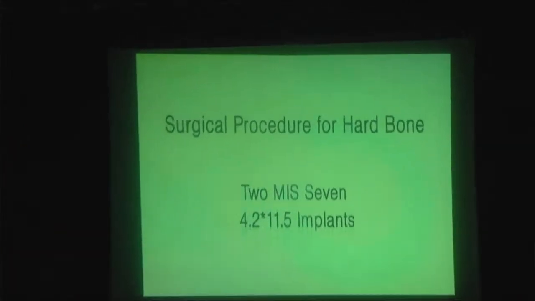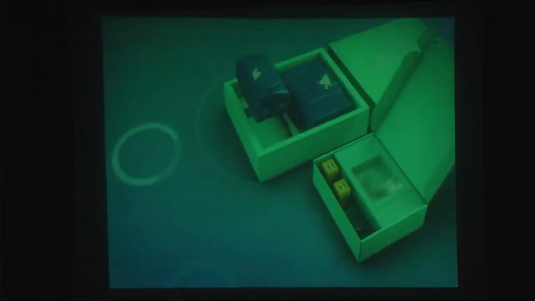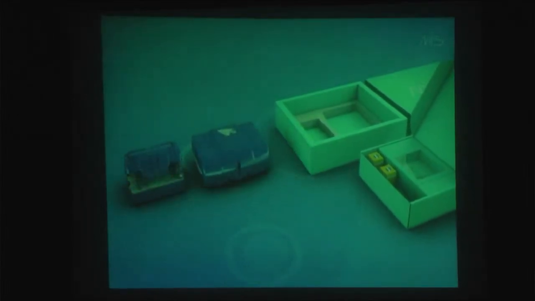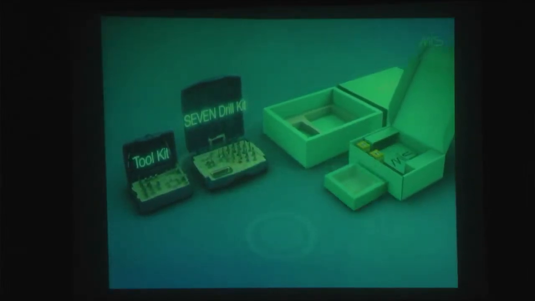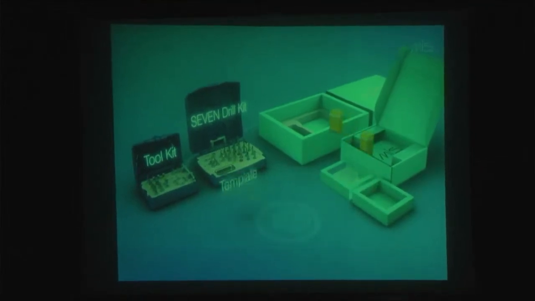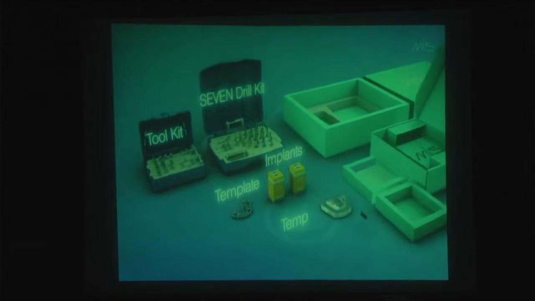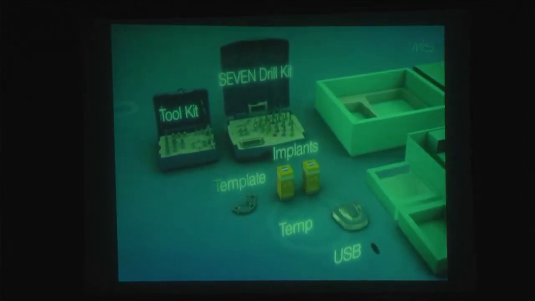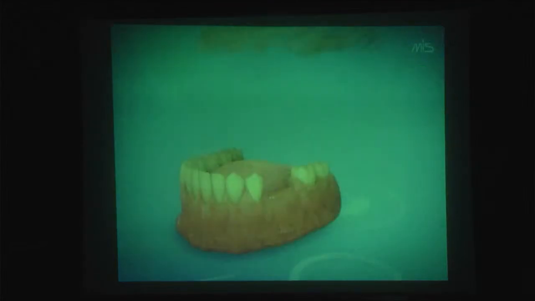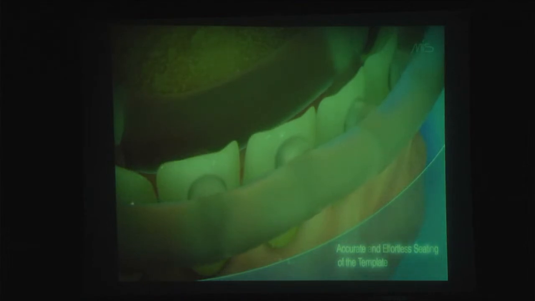Yes, there is a small movie for all of us to understand the protocol, the procedure, without the voice. Watch it carefully. If you want to place 2 implants for 4.2 and 11.5, this is the box, and these are the kits. One is a drill kit, one is a tool kit, and in the tool kit we have some supplementary instruments, the template, and the USB. Yes, this is the model, and we place the template. Okay, watch the seating, please.